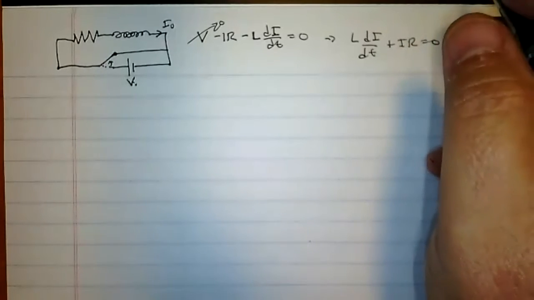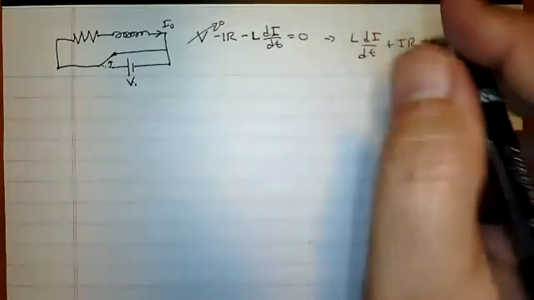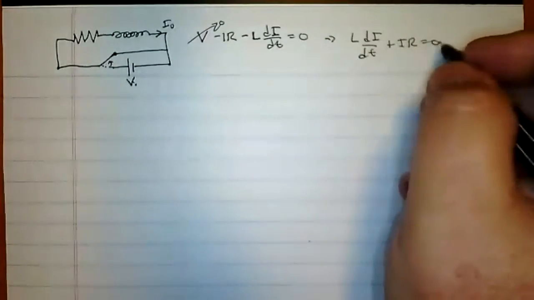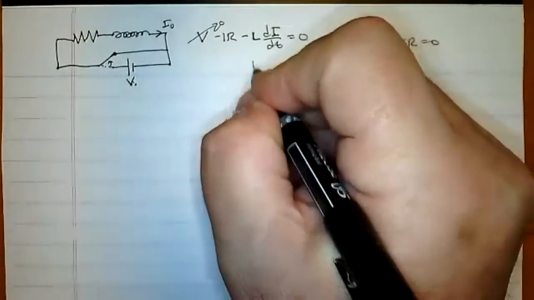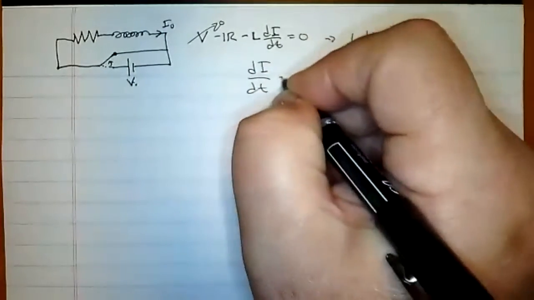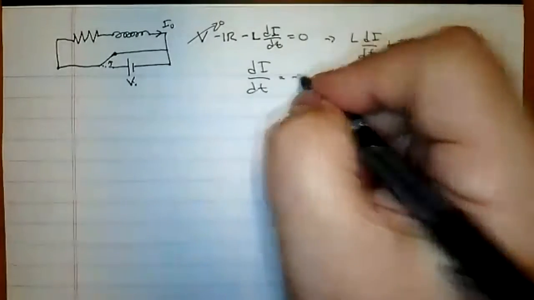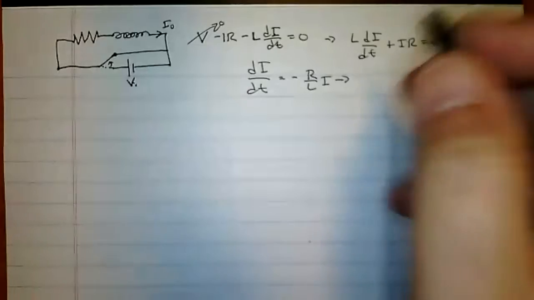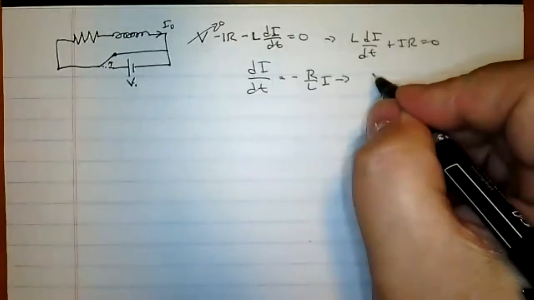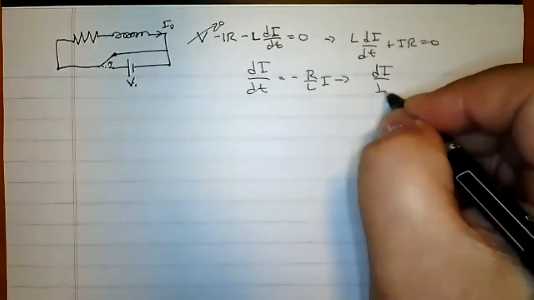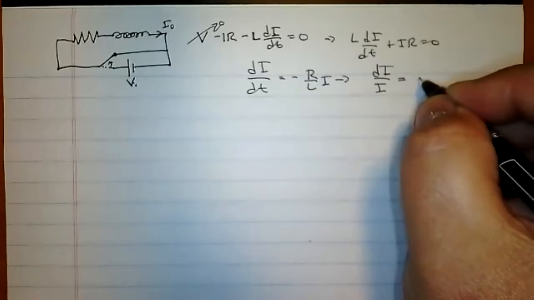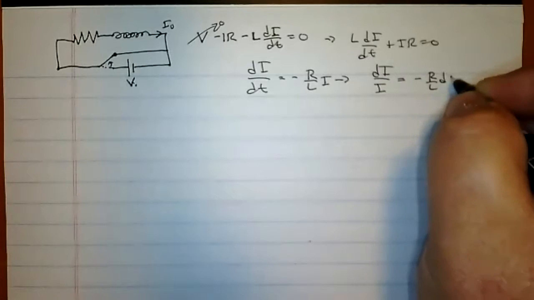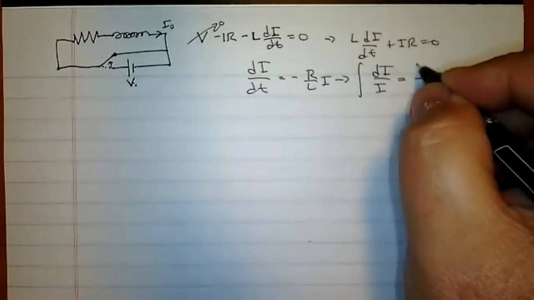And we're even going to change that up a little bit. We're going to go ahead and multiply through by 1 over L, and I'm going to put the IR on one side. So what I'm going to get is di/dt is equal to negative R over L times I. And now I'm going to take that I and put it under the di. So I'll get di over I is equal to negative R over L dt. And I integrate both sides.